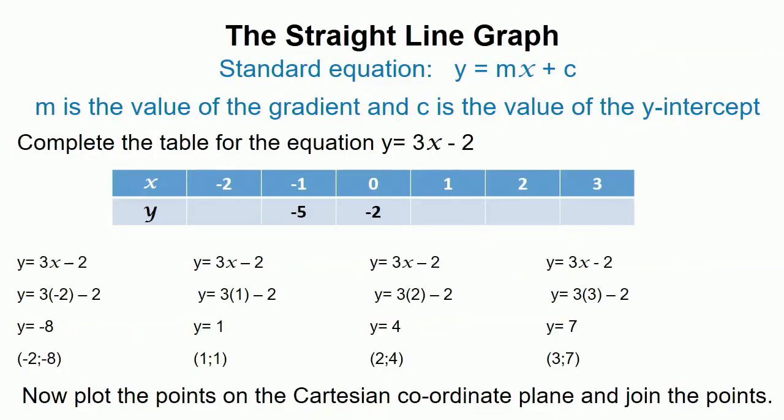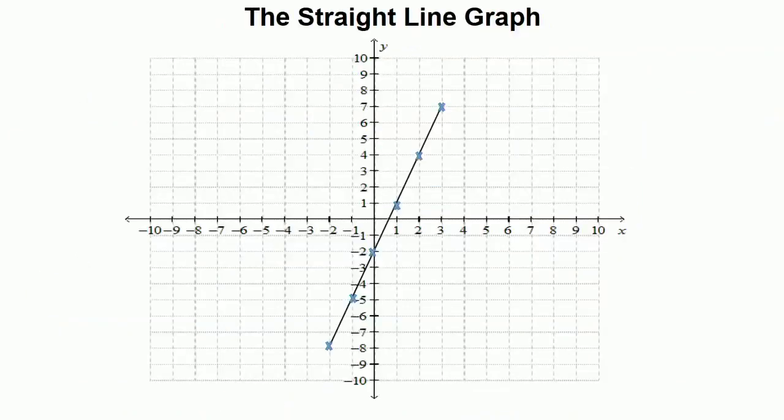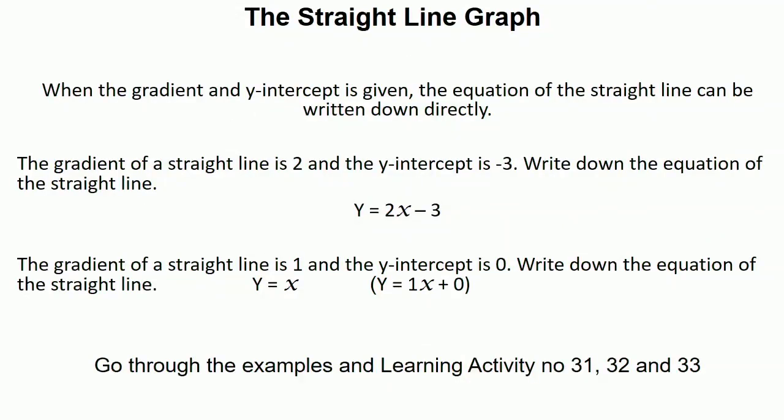Can you see? If I look at the table again, the minus 1, minus 5 is given, and the 0, minus 2 is given. So if I only plot those 2 points, I can actually draw the straight line. But there's all the points, all the coordinates, nicely plotted, and you draw the straight line through it.